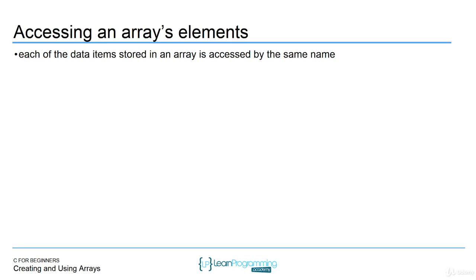Once you've declared an array, you're then going to want to start using it. You're going to want to start accessing the data inside of it or writing data to it. In order to do that, you have to understand how the array is stored in memory and how it's actually going to be accessed. Each of the elements in the array, each of the data items, are accessed using the same name. So you're still going to access it with the variable name.